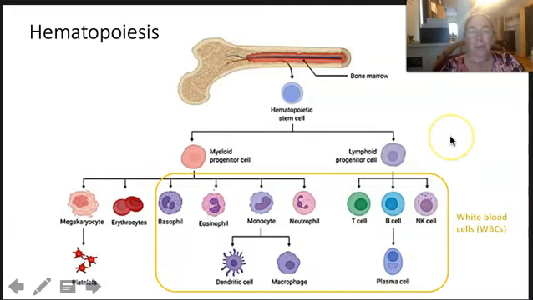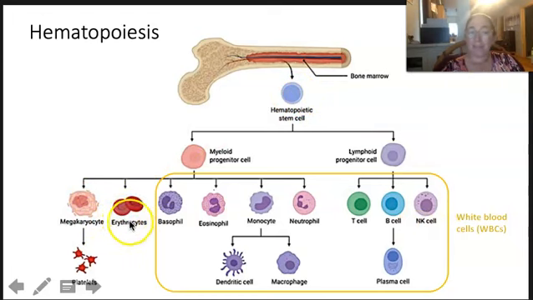So white blood cells and red blood cells, all of our blood cells, come from our bone marrow. Bone marrow is found really in the long bones of the body. There are stem cells there called hematopoietic stem cells. Hematopoiesis is a big fancy medical term for the formation of blood. And so hematopoietic stem cells are stem cells that can differentiate into any type of blood cell.